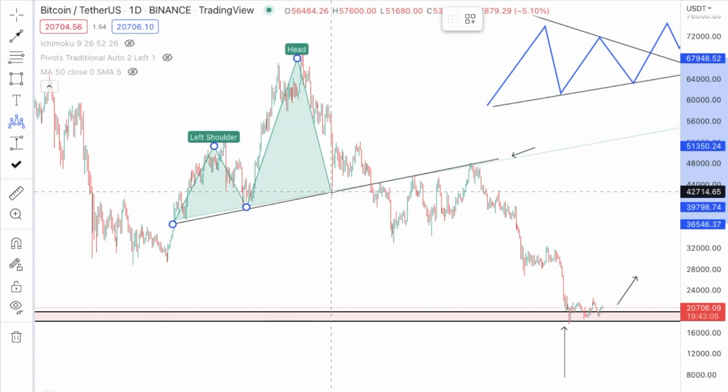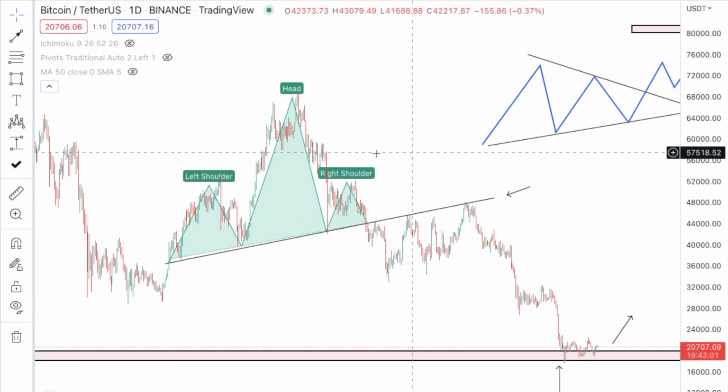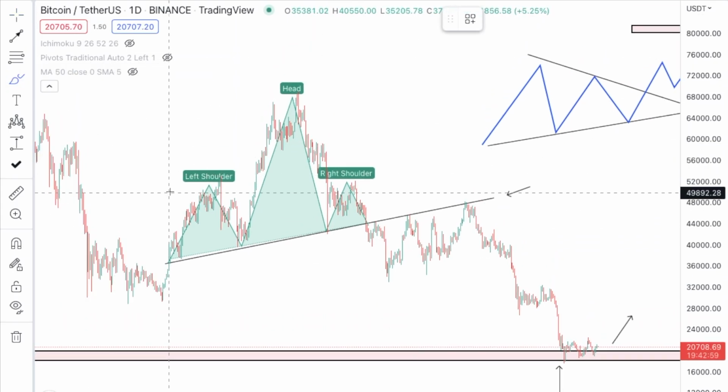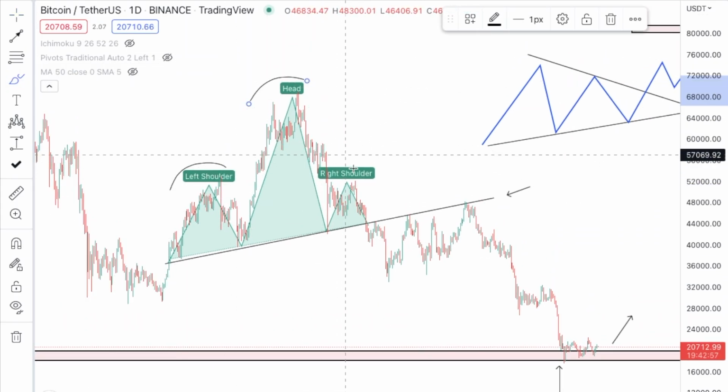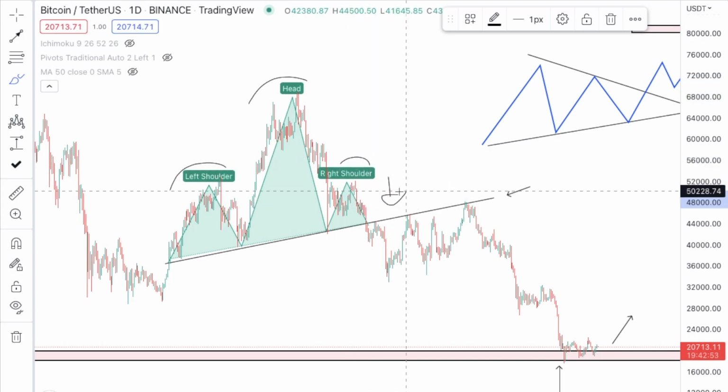So this is the left shoulder, this is the head, and this is the right shoulder. This is a head and shoulders formation. It is showing us weakness. Reasons why, as much as we see price, each time it goes higher, it failed to make a higher high, showing us that the price was eventually going to reverse.